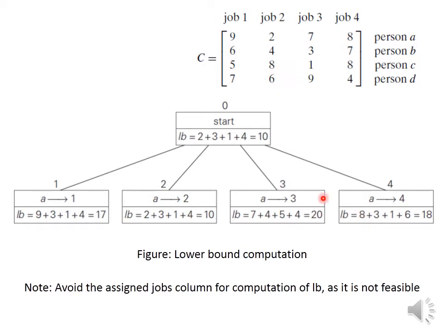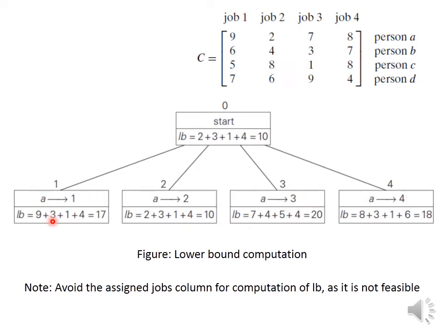Now, once one assignment is done, how can we compute the lower bound? Of course, here we have 17, 10, 20, 18. How can we compute this? We already understood how the lower bound is computed for the initial state. Now let us understand how the lower bound is computed after the first assignment.